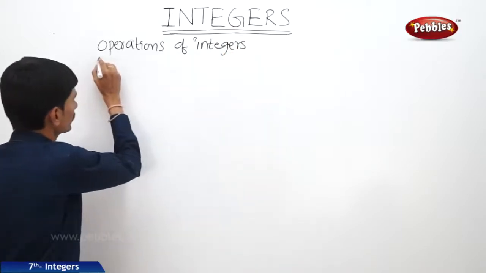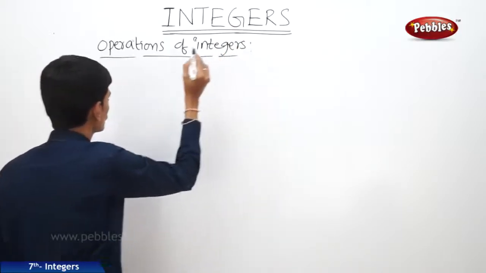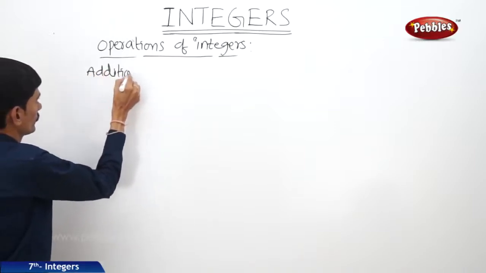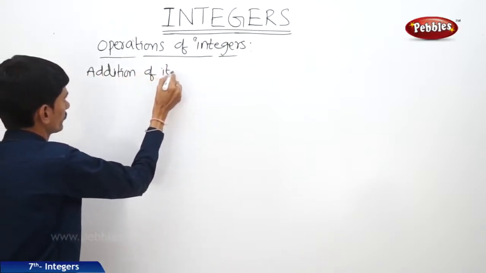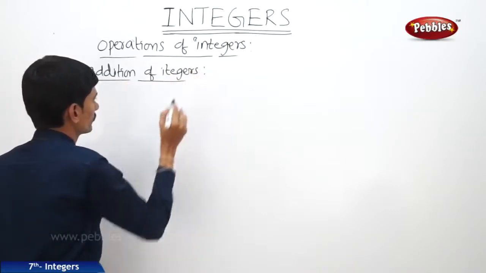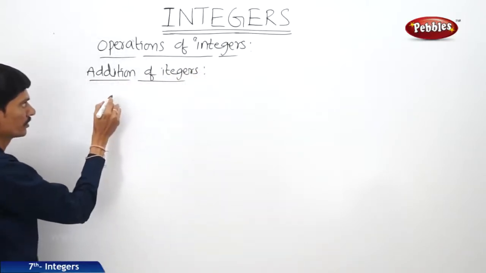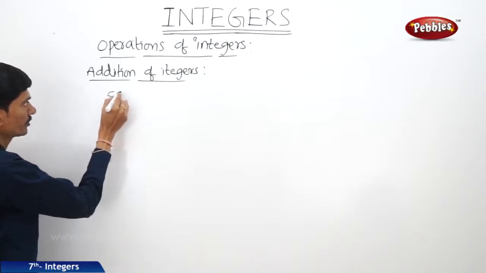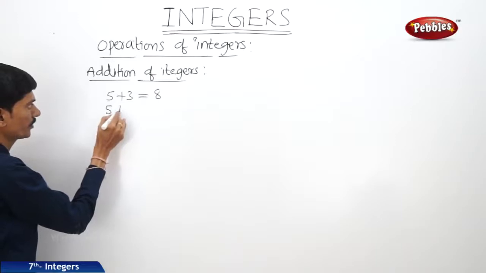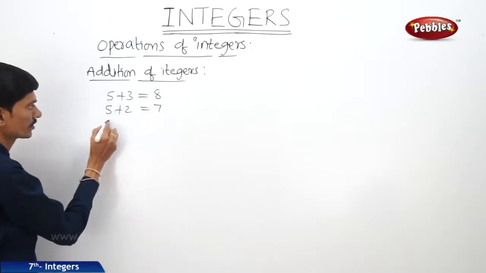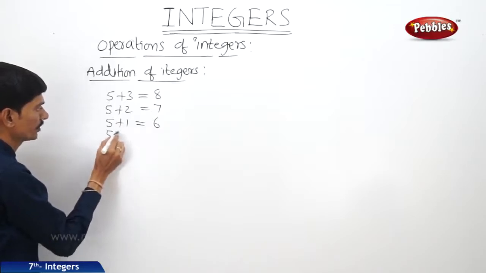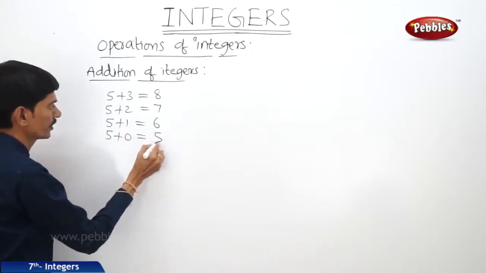So on the operations of integers, first we will take addition of integers. Now when you add two positive integers such as 5 plus 3, we get 8, then 5 plus 2 equals 7, then 5 plus 1 equals 6, 5 plus 0 equals 5.